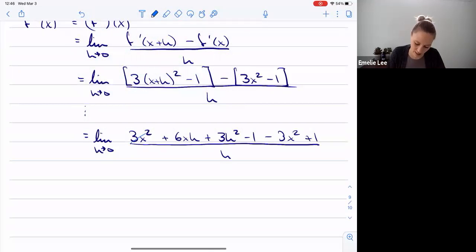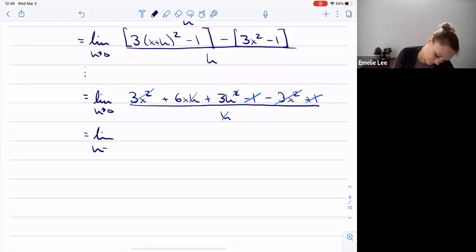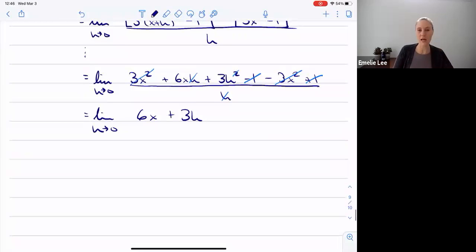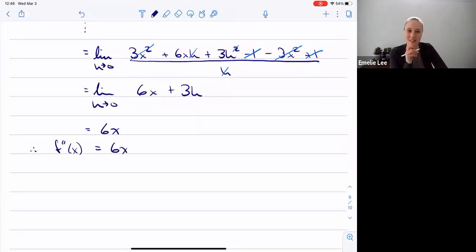I can cancel now. 3x squared minus 3x squared, that's great. Minus 1 plus 1, even better. And I can also cancel an h from each of these. So this becomes the limit as h goes to 0 of 6x plus 3h. As h goes to 0, this becomes just 6x. Therefore, f double prime of x is a straight line with a y-intercept of 0 and a slope of 6.